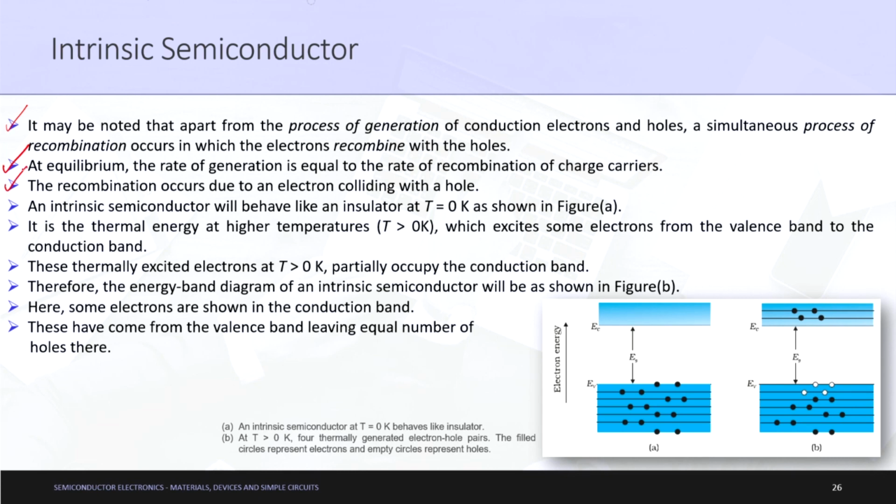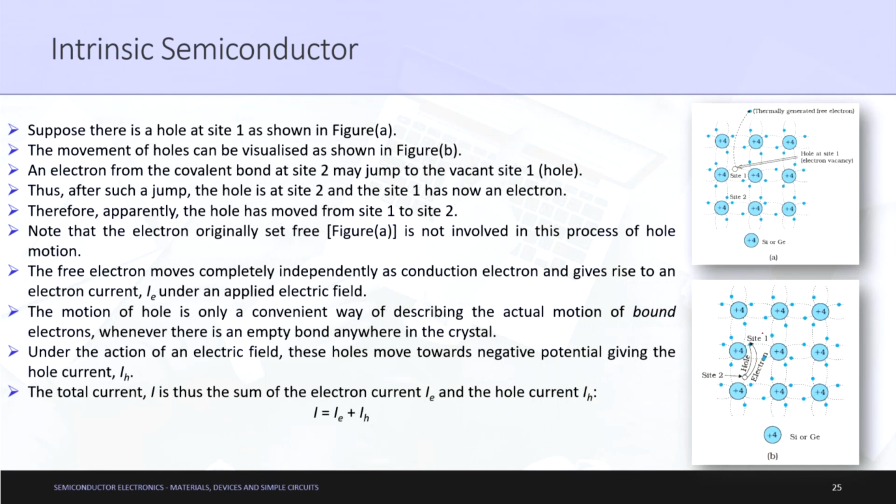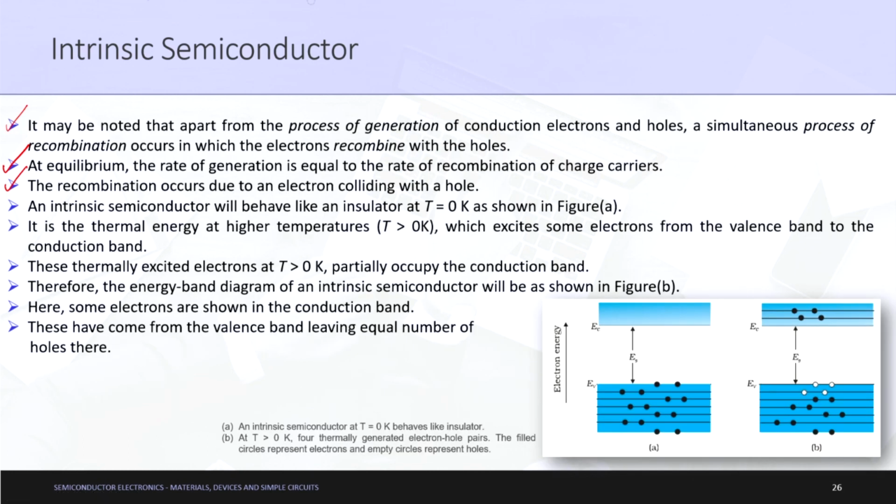Okay. So, do not go into very much detail. Basically, when an electron collides with a hole, or places itself in its position, that process is called recombination. So, the recombination occurs due to an electron colliding with a hole. An intrinsic semiconductor will behave like an insulator at T equal to 0 kelvins, as shown in figure A. This point was also discussed in the previous discussion, that an intrinsic semiconductor will behave as an insulator at T equal to 0 kelvins, as you can see here also.